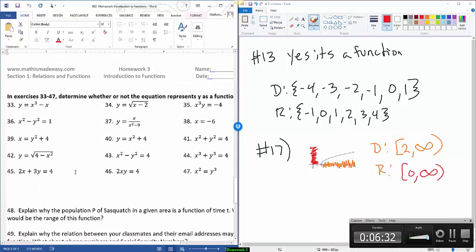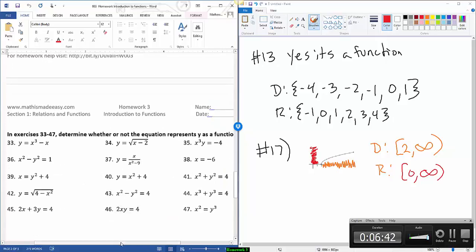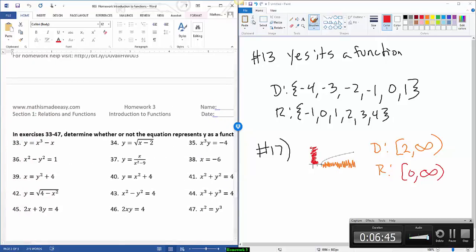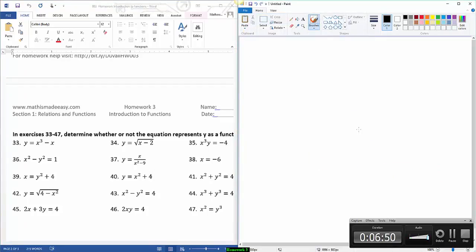All right, so in these next ones, it says in exercises 33 through 47, determine whether or not the equation represents y as a function of x. Okay, so for these ones, what we want to do is solve for y, get y by itself, and then in the lesson I said if you see a plus or minus, we know that it can't be a function. So if I have, let's just do number 33, y equals x to the 3rd power minus x. Do I see a plus or minus? The answer is no. So because there's no plus or minus, yes, it's a function.